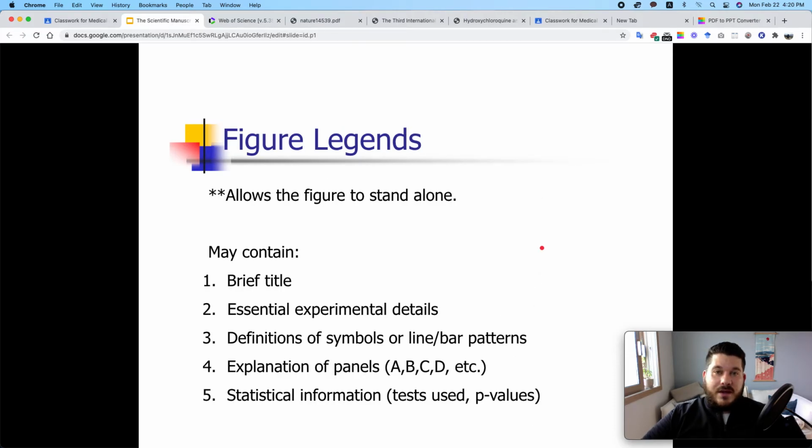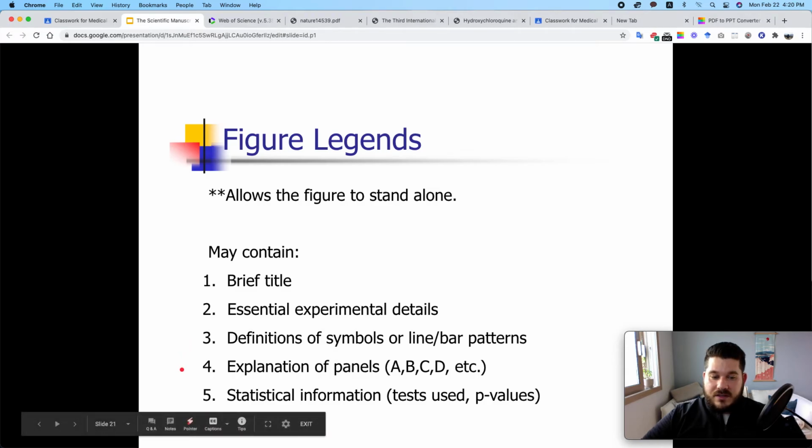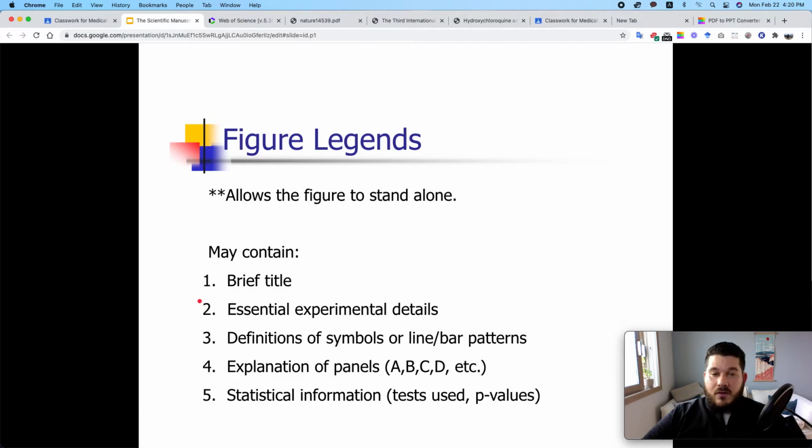And of course, you want to make sure your figures stand alone. And as I mentioned before, you want to give a little bit of a brief title. You want to make sure that the units are there, the p-values are there, and you give only the essential information. You don't want to give unnecessary information. And you can go back and take a look at the examples that I gave before.